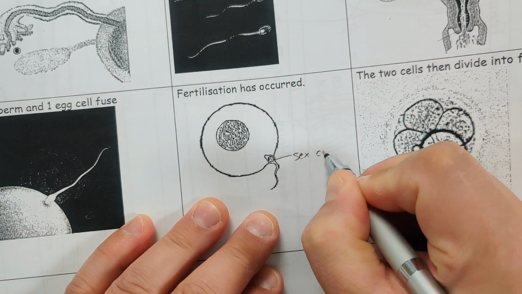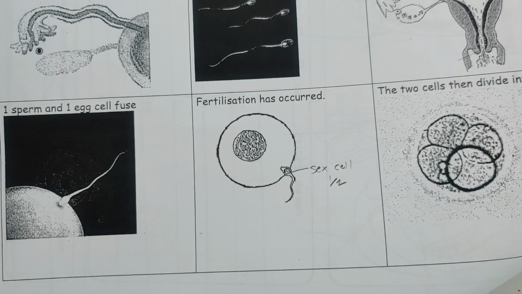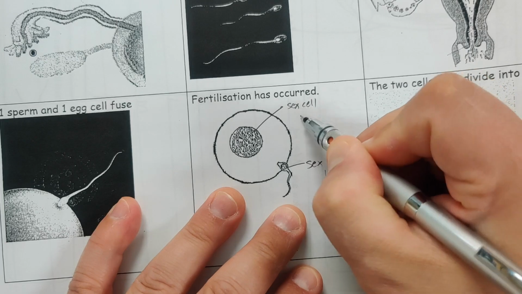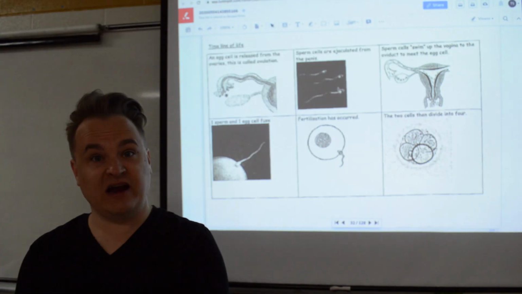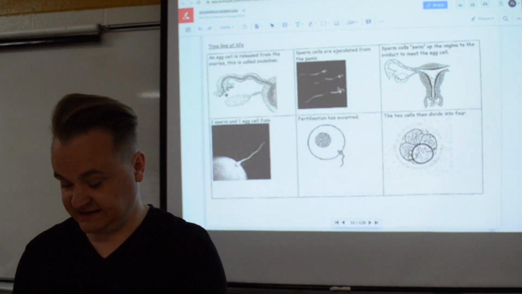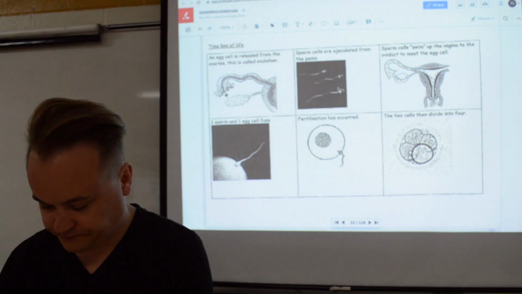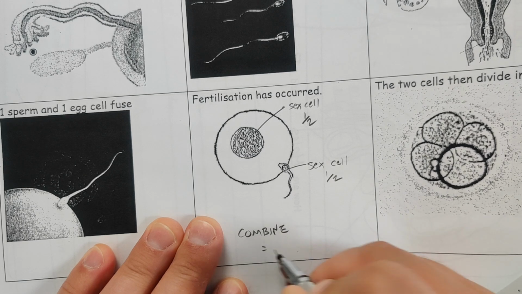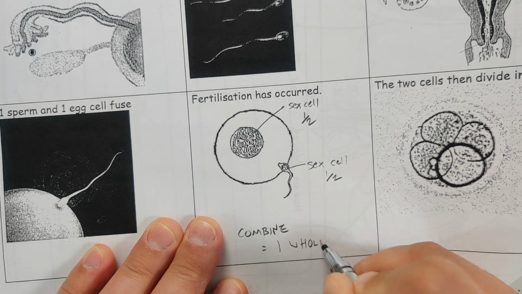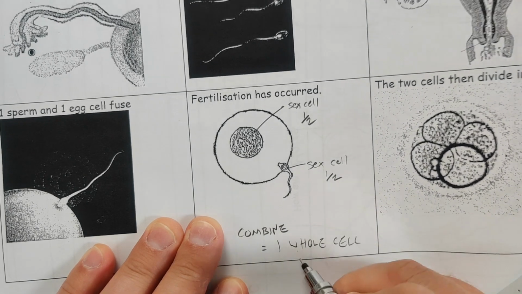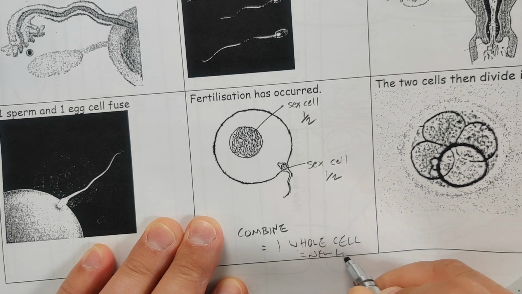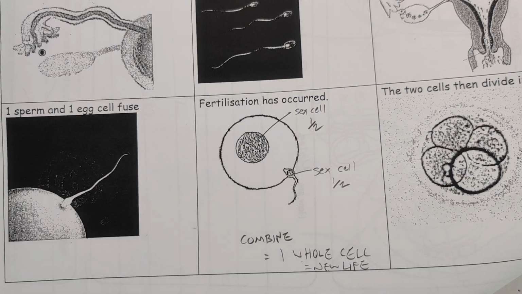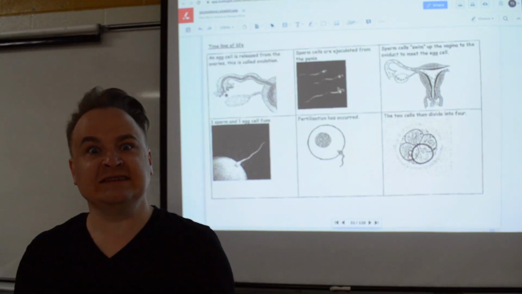So now you've had this right here, you can write down. A sex cell equals 1/2, and this is a sex cell, and that's a half cell, right? It's got half of the genetic information. It's gone through meiosis. When they combine equal one whole cell equal new life. So when the sperm and the egg meet, it's half from the mom, half from the dad. Boom! Now they've got a full set of genes.